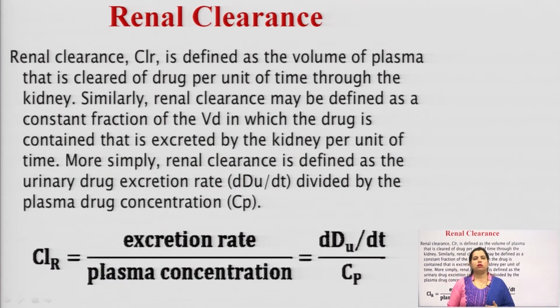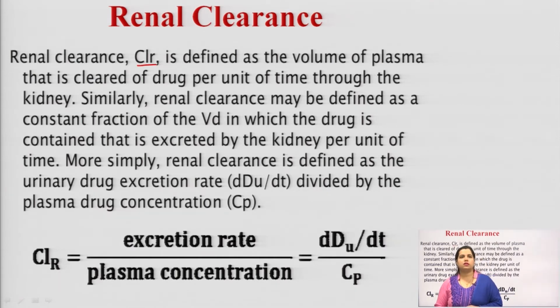Now, after the general concept of clearance and clearance models, we focus on renal clearance and how we can calculate it. Renal clearance is defined as the volume of plasma that is cleared of drug per unit of time through the kidney. So now we are talking about the clearance from the kidney, which is known as renal clearance, represented by CLR.